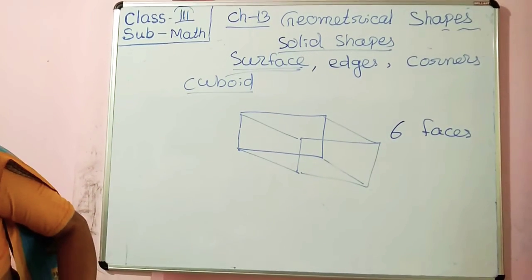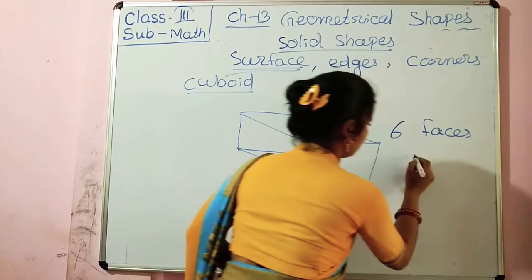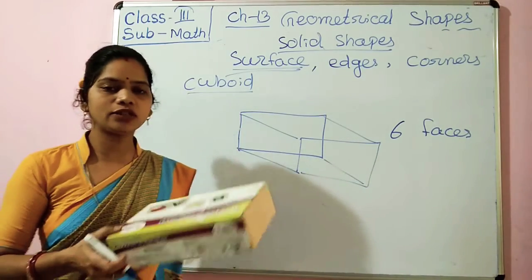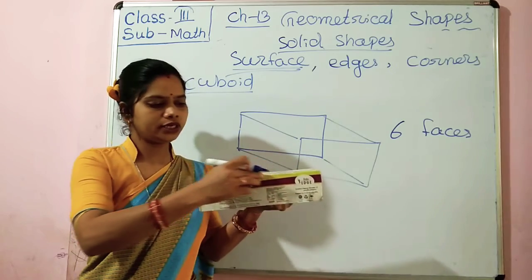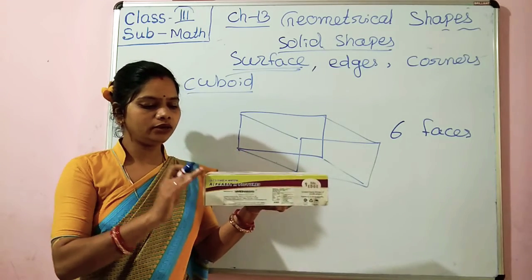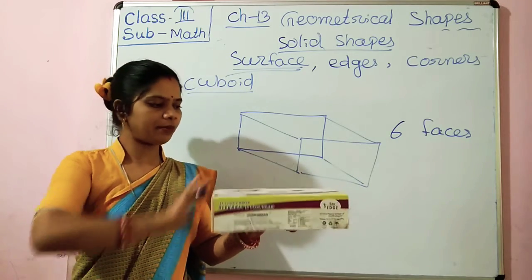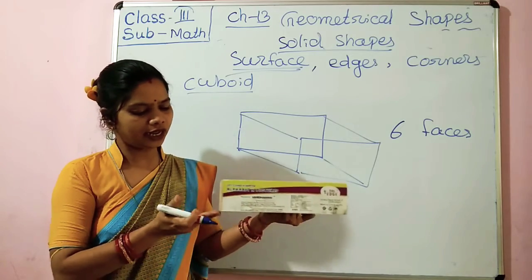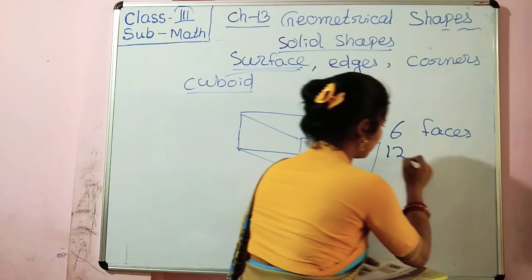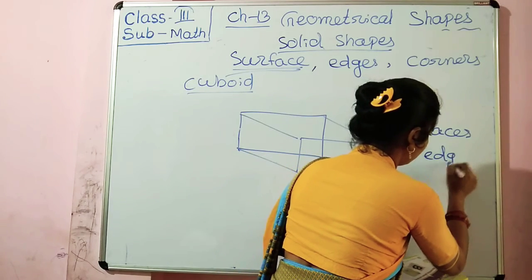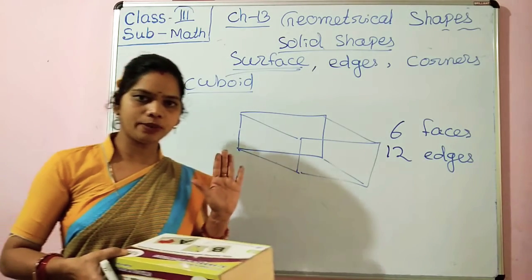Then we know how many edges and vertices. Look, what are edges? The edges are the sharp borders. How many edges does a cuboid have? Look, it is the example of a cuboid. 1, 2, 3, 4, 5, 6, 7, 8, then 9, 10, 11, 12. 12 edges. Are all of you clear about the edges?